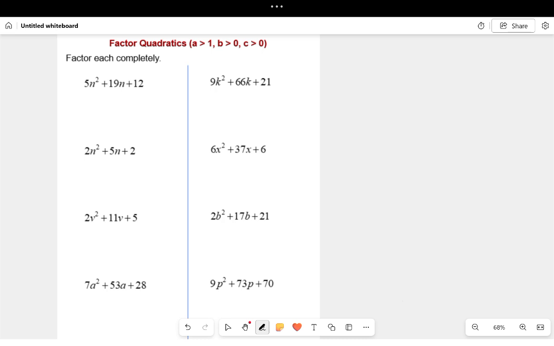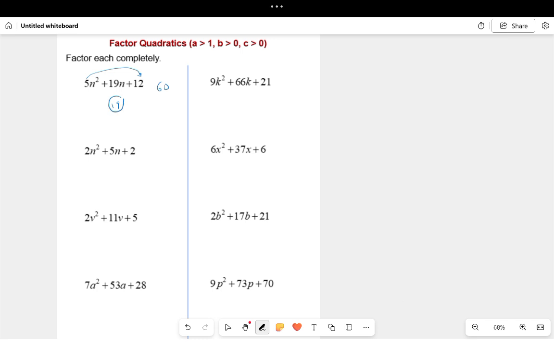Today we are going to learn the easiest way of doing factorization of quadratics by the cross method. All you need to do is take the first coefficient and multiply by the constant. For example, 5 times 12 is going to give us 60. Then you just write 19 over here.